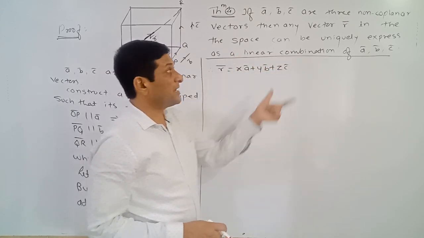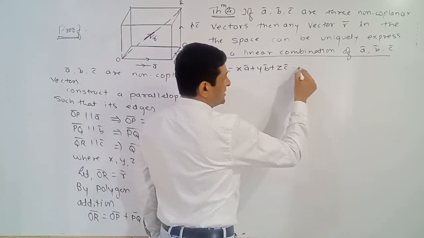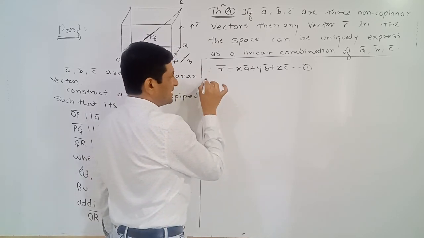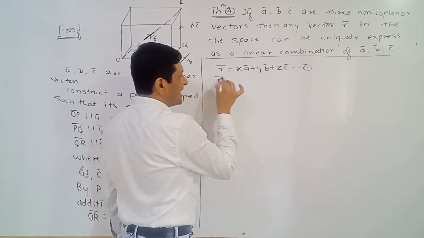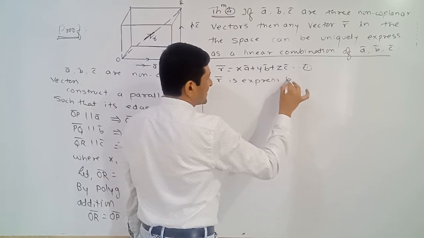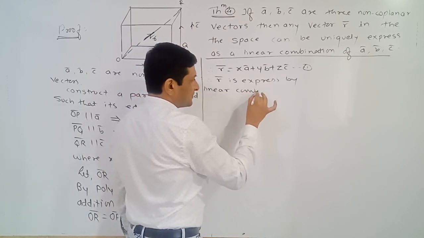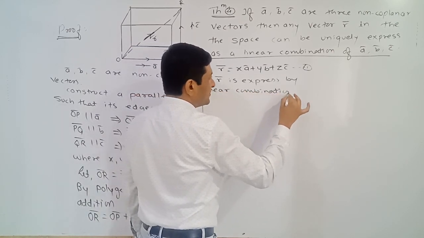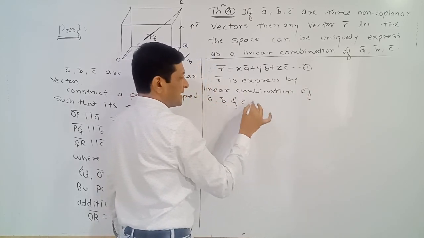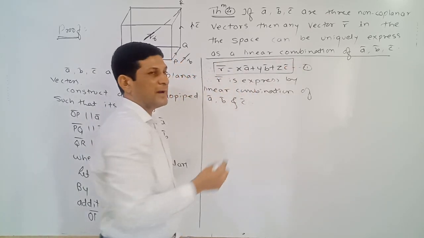But what is the second part here? Uniqueness. Later on we will try to prove the uniqueness part. Whatever result we have got, we denote by equation number first. And we can say that, therefore, R bar is expressed by a linear combination of A bar, B bar and C bar. So in this way we have expressed R bar as a linear combination of A bar, B bar and C bar.